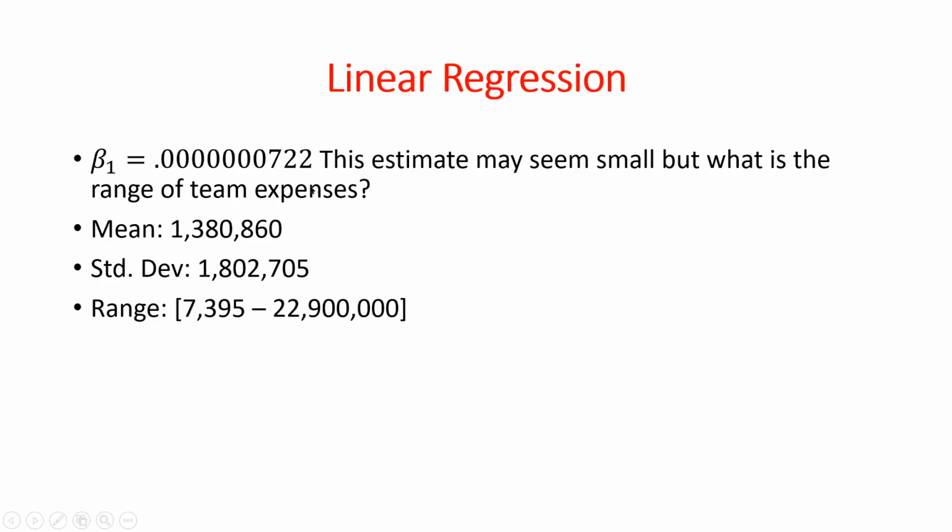So I actually did this, and it looks like the estimate is pretty small, right? It's the effect of $1, it should be. But one thing I can do is, if I know the effect of $1, well, some of these teams are spending almost 23 million. So if the effect of $1 is 0.000000722, the effect of spending an additional, say, $1 million would be the effect of $1 times a million.